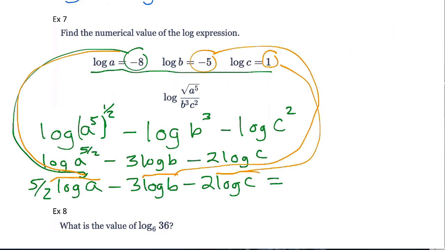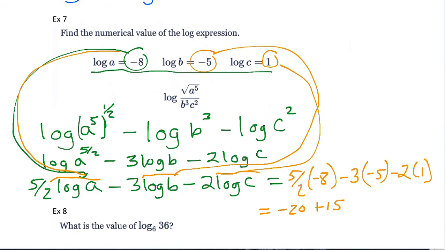So I could write this as 5/2 times -8 minus 3 times negative 5 minus 2 times 1. Now if I do the arithmetic on this, this would be negative 20 plus 15 minus 2. Negative 20 plus 15 is negative 5 minus 2 is negative 7. Okay, so I use those values that they gave me on there.